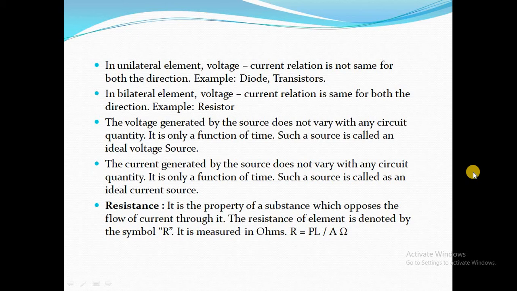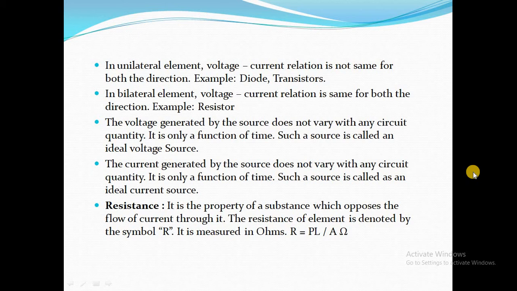What is meant by bilateral? If you put the resistor in either way, it works the same way, with the same function. There is no positive or negative like in other elements such as diodes. A diode has a positive and a negative, anode and cathode, so you have to put it in the proper way, otherwise it will be burned due to the wrong, opposite connection. That's why a resistor doesn't have any polarity like plus or minus; you can put it any way.